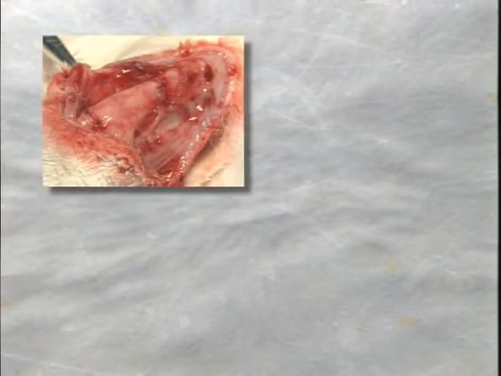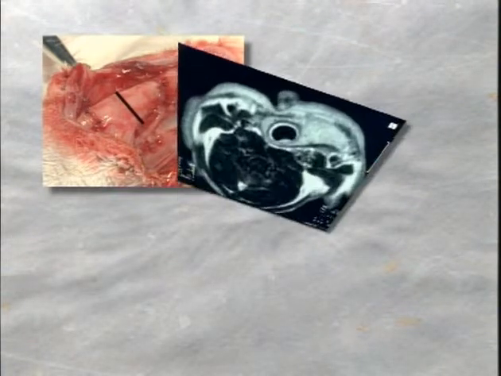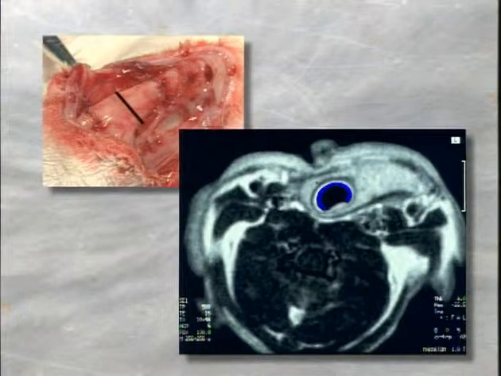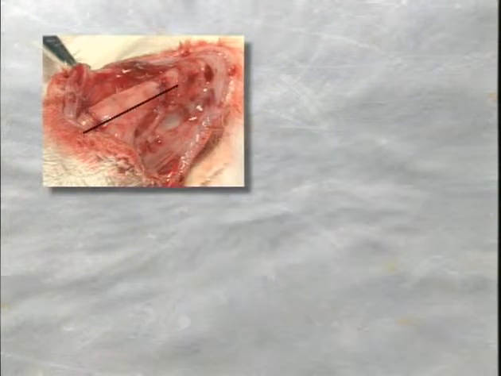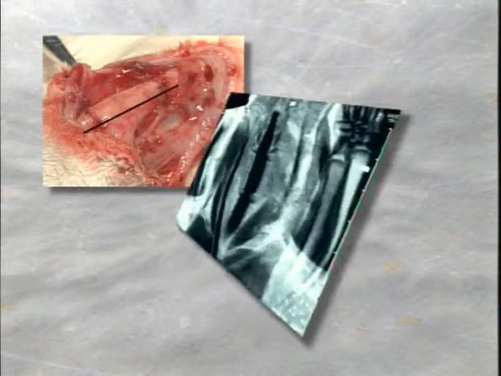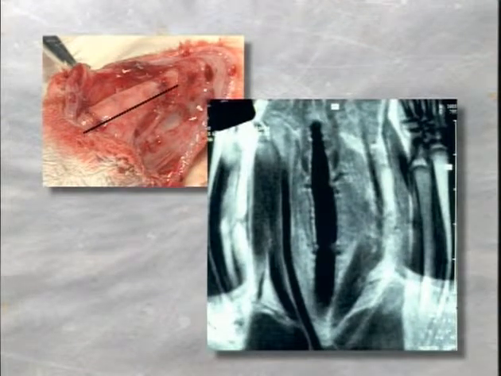An axial MRI scan taken 2 weeks after transplantation shows the revascularized allotransplant with the mucosal lining, the cartilage ring, and the fascial flap. A coronal MRI section through the tracheal transplant shows the upper and lower transplant anastomosis.